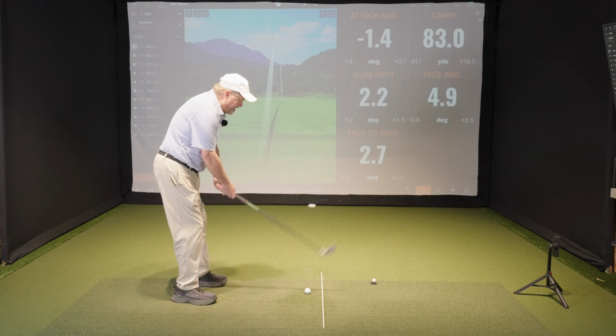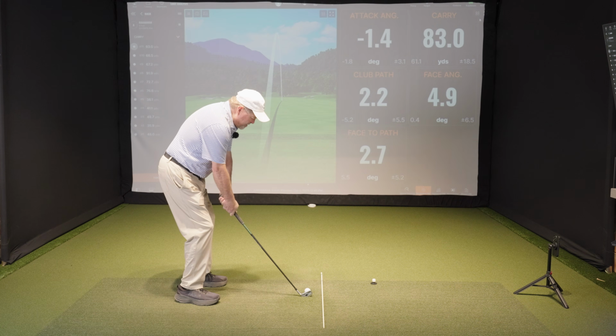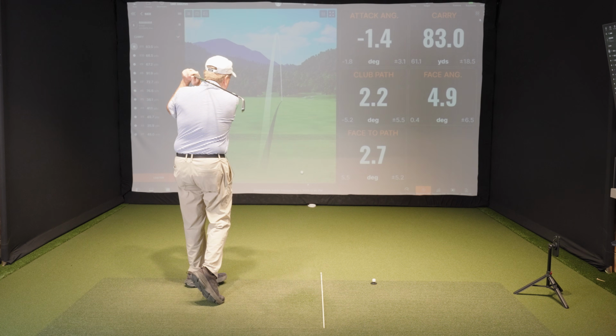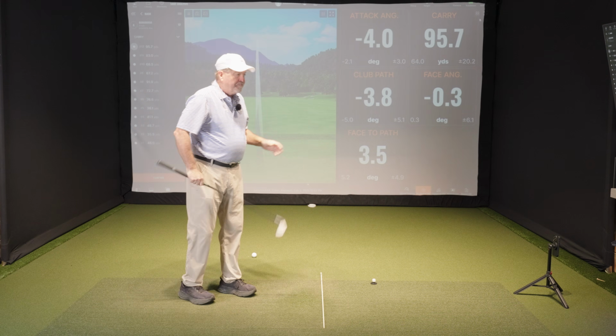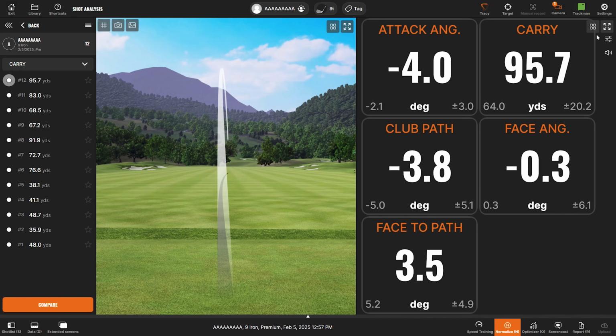So if I just make a nice smooth little swing here, you should see that my club path will be -4 on that, and my face angle was -0.3. So that's going to give me a face to path of 3.5, which will hit just that little gentle fade left to right.